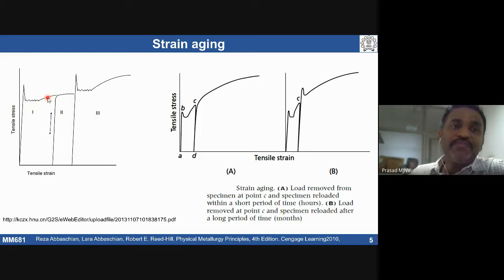Now during deformation we are generating some additional dislocations. At the same time we have some extra carbon atoms, and those are also going to pin the additional dislocations. So as a result, we are going to see an increase in upper yield stress of the material.